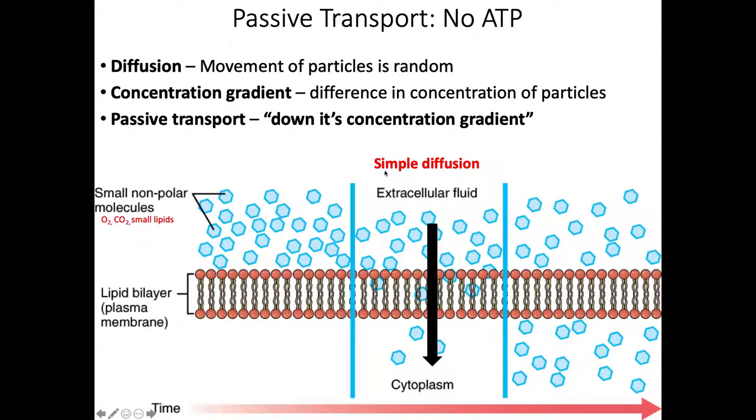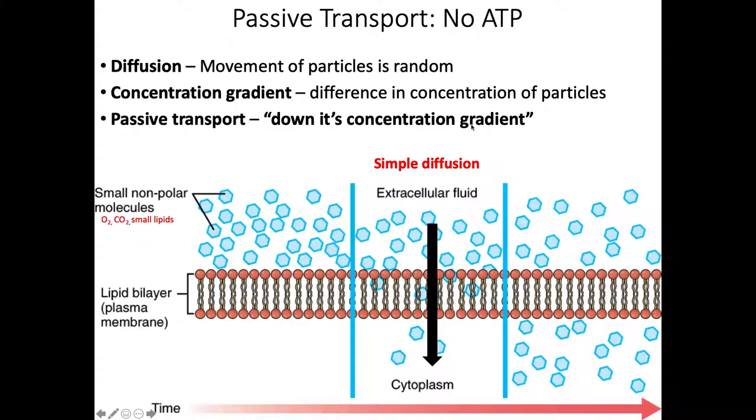So this is a form of simple diffusion where atmospheric oxygen can go into the cell easily. It'll go from a high concentration where there's a lot of them to a lower concentration where there's a smaller amount of them, until they equal out. So for passive transport, because it's going from a high concentration to a low concentration, we say it's going down its concentration gradient.